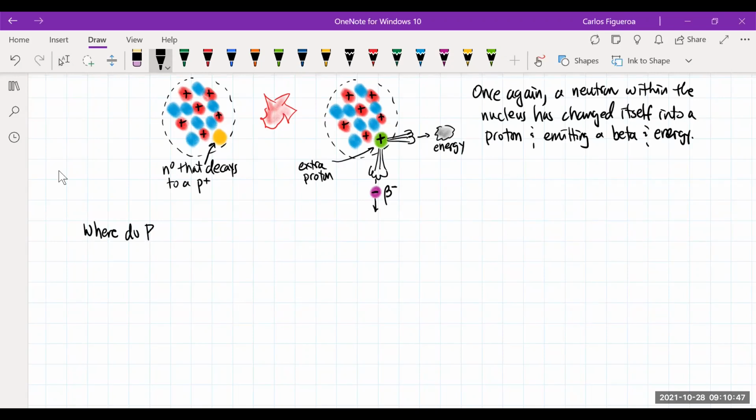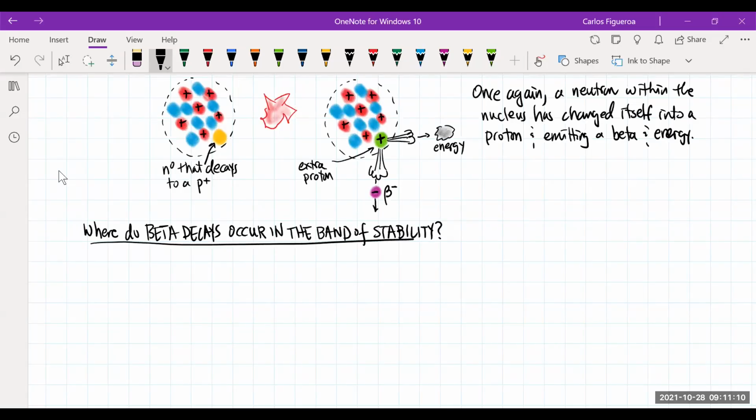Where do beta decays occur in the band of stability? And what I'm going to say here is that to answer this question, this is one of the important points, the most important point in beta decays, without a doubt. Okay, without a doubt. And it reads like this.